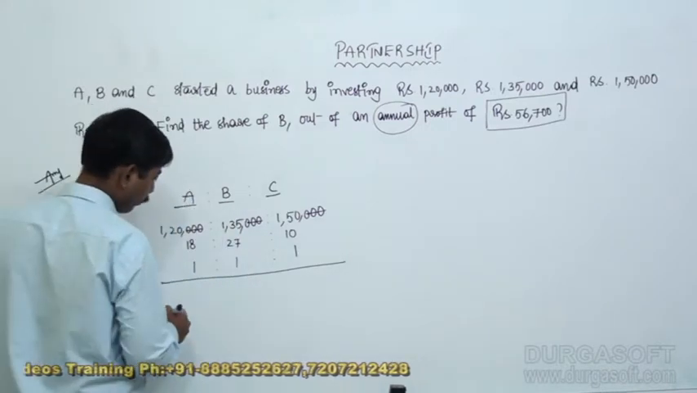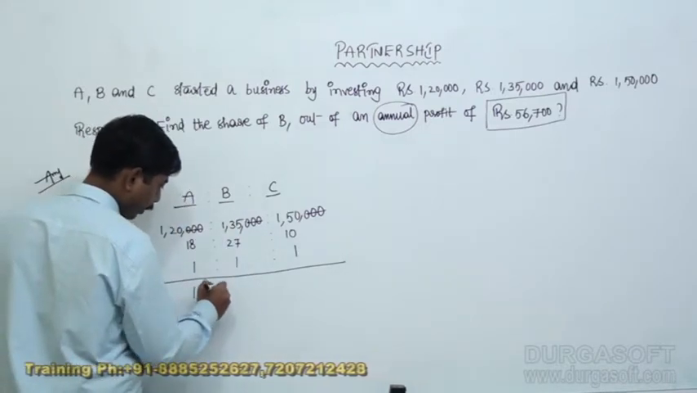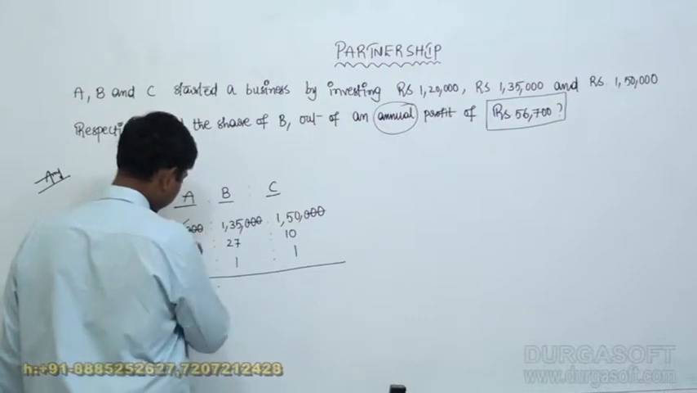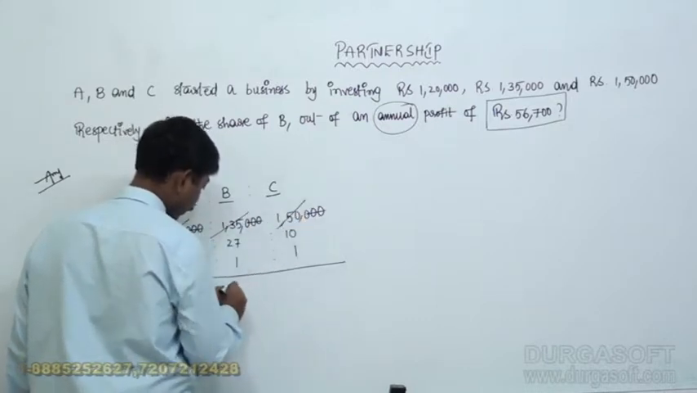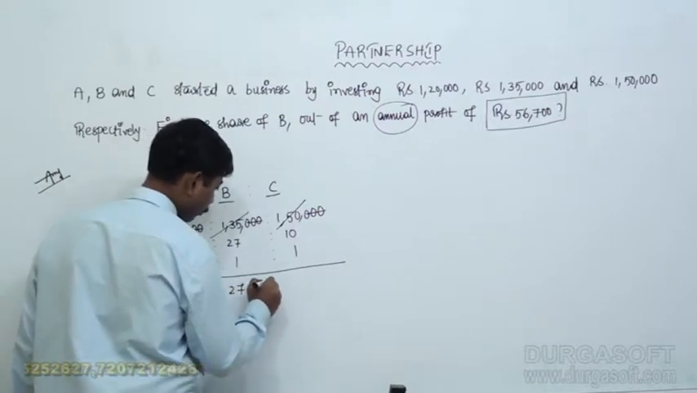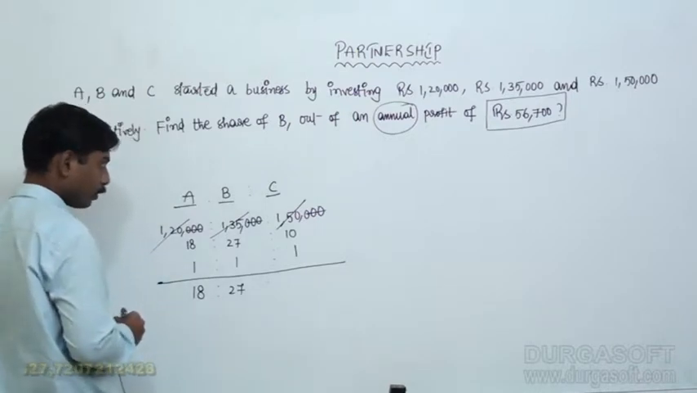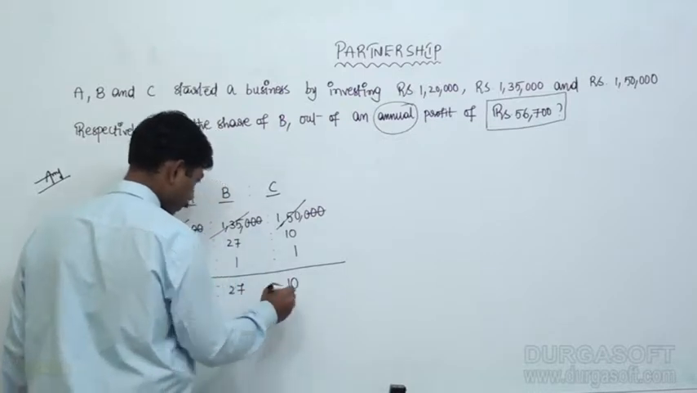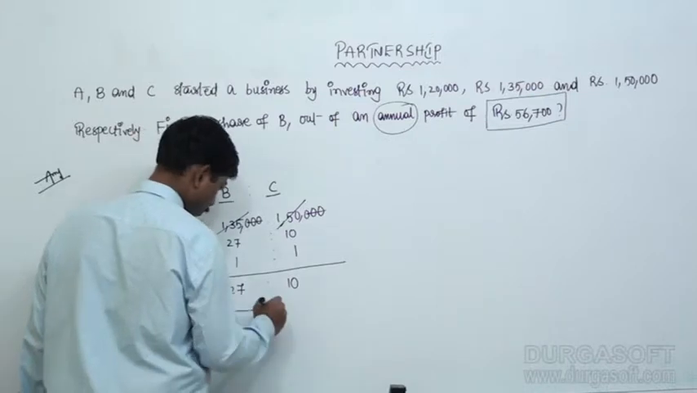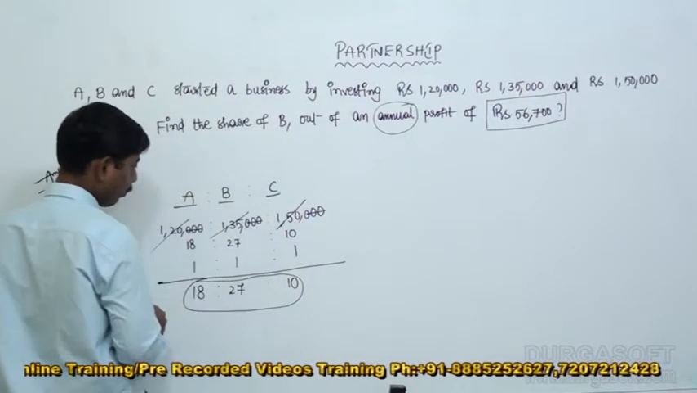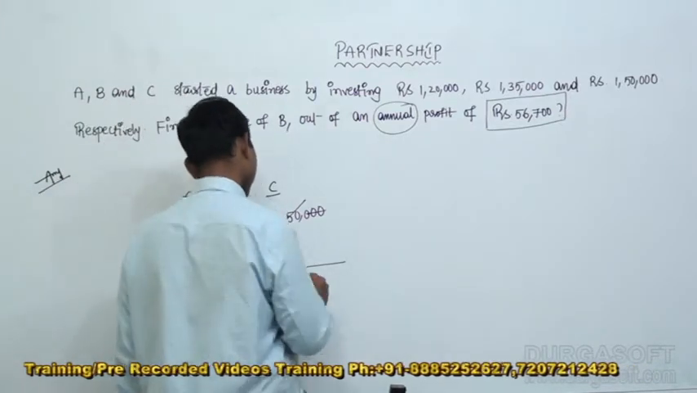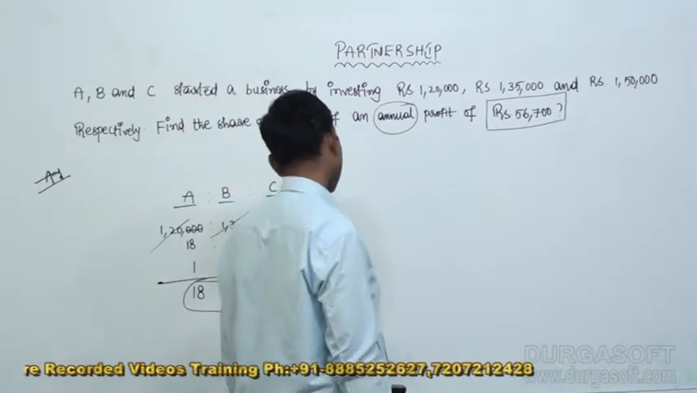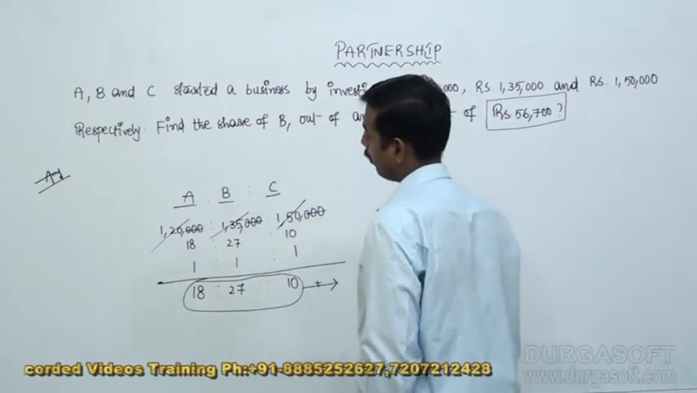Let us go for finding the profit ratios. A gets how many pots of profit here? A gets 18 pots of profit. B gets 27 pots of profit. And Mr. C gets 10 pots of profit only in the business. Let me check here. A, B and C all together, total how many pots? A gets 18 pots, B 27 pots, C 10, my dear guys.